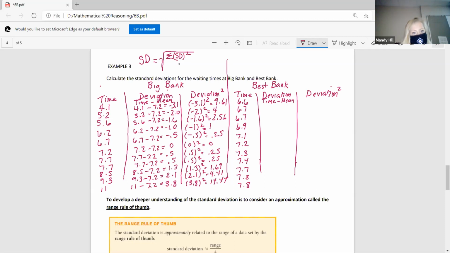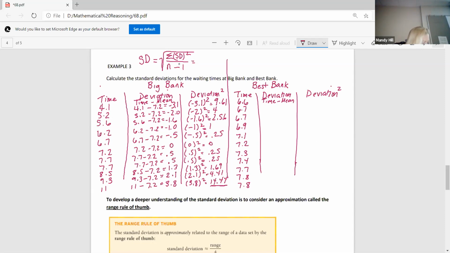Okay, you want to add all those up, and we want to divide it by the total data values, which we would call n minus 1. So in this case, we're going to have to take all of these deviation squareds and sum them all up. So we would do 9.61 plus 4 plus 2.56 plus 1. We add all those numbers up.